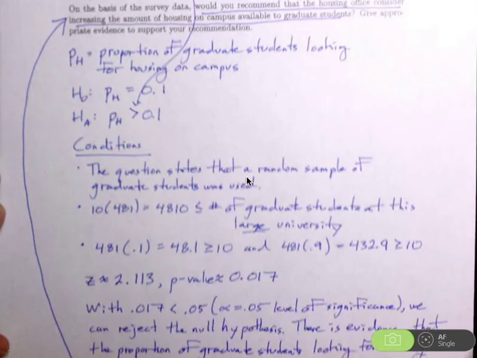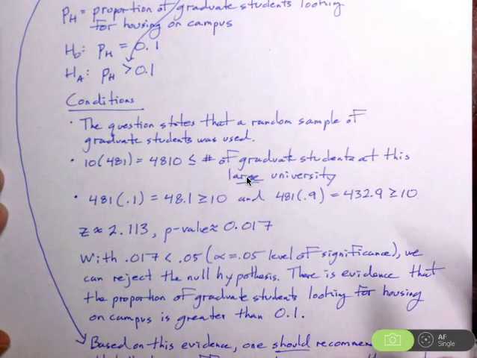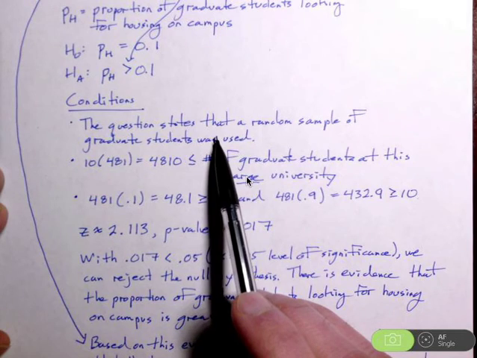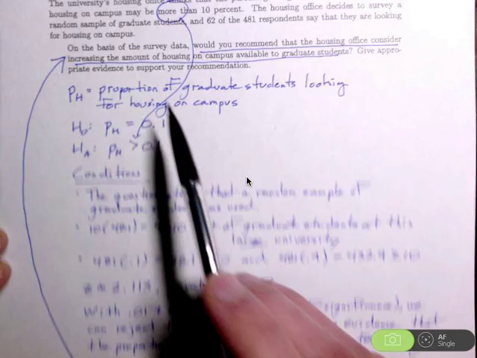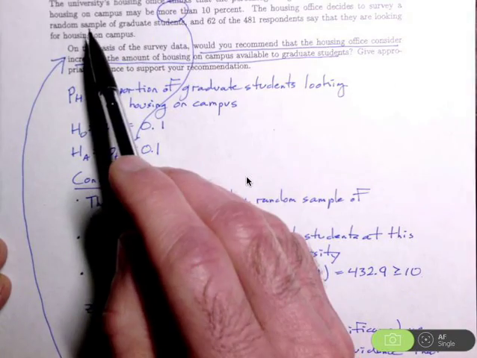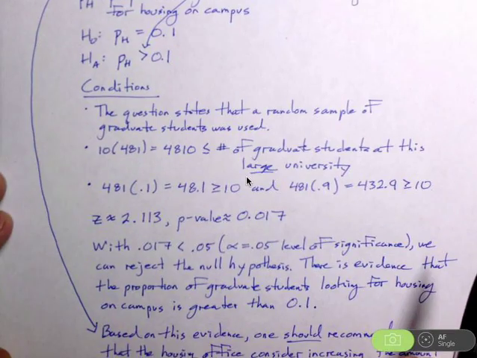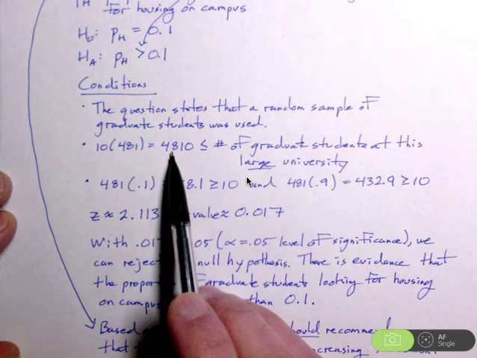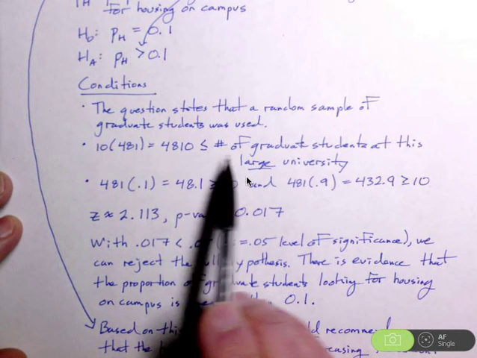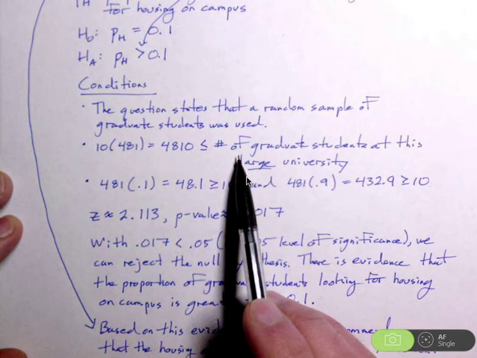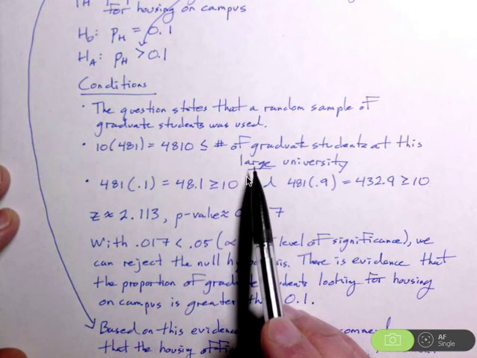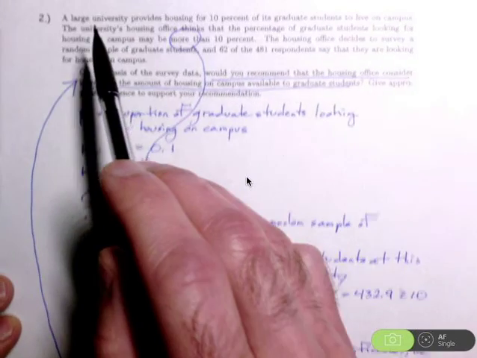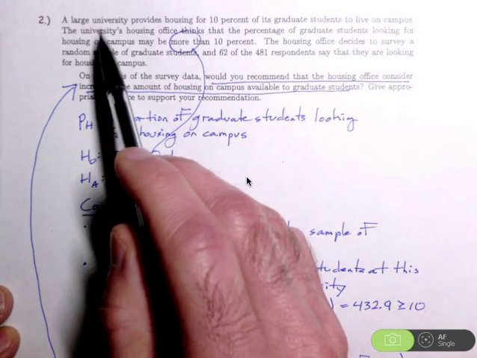So in terms of the conditions here, I have a random sample of graduate students. The question actually says that we took a random sample, so you should note that. In terms of independence, 10 times the 481 is 4,810. And that's plausible to be less than or equal to the number of graduate students at this large university. Again, the question says that we're working with a large university.